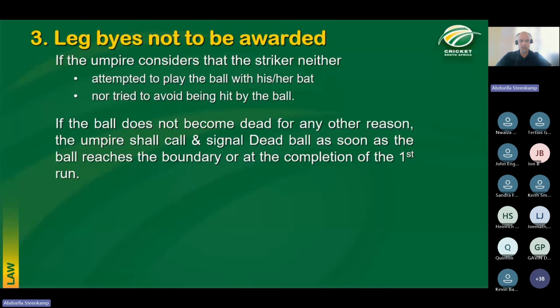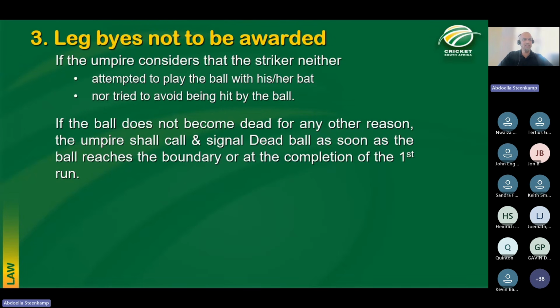So what do you then do if the batters do run? Then the law guides us. The law tells us, yes, if the ball hits the pad, the batter didn't offer a shot and it ricochets and they do decide to run, the ball doesn't become dead. When does the ball become dead? You, the umpire, only intervene if the ball that ricocheted off the pad, with the striker not playing a shot, goes over the boundary, then you intervene by calling and signaling dead ball. Or when the two batters have completed the first run, only then you intervene.